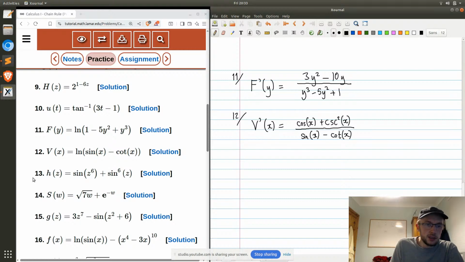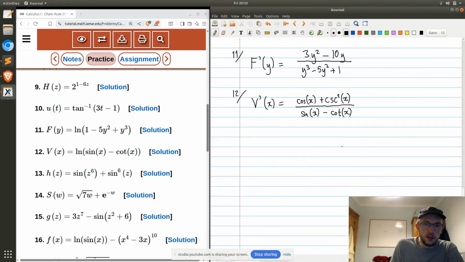And we do 13 and then we check. Going to do them in threes. H of z is sine of z to the 6 plus sine of z, all to the power of 6. I get it.